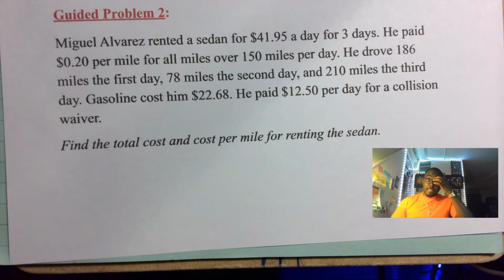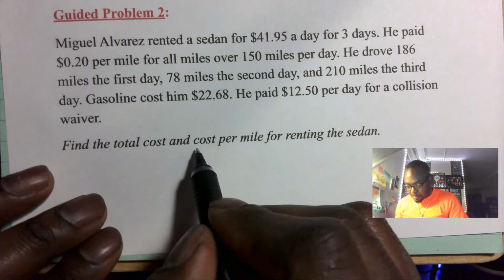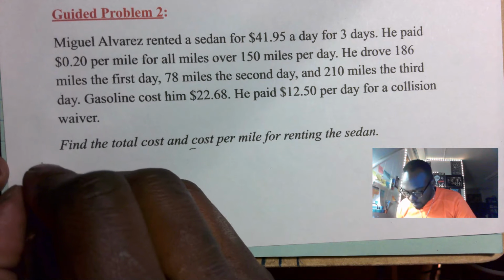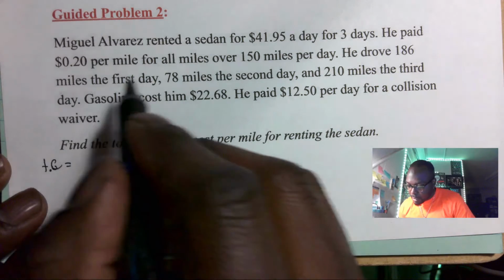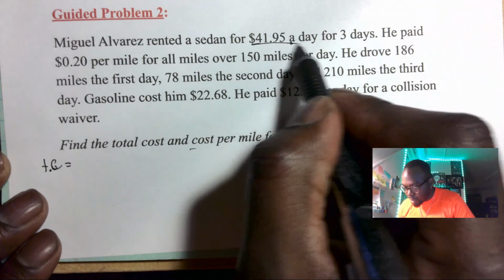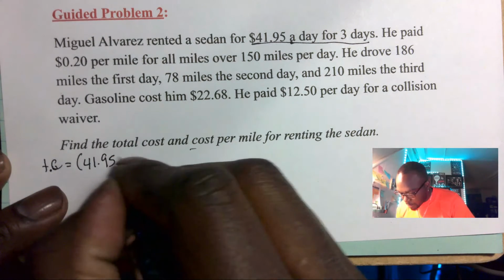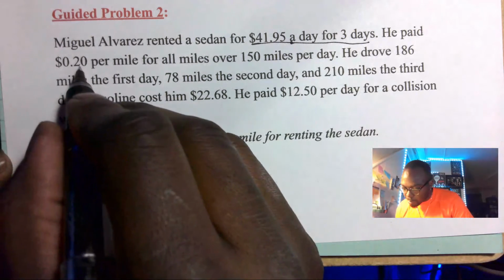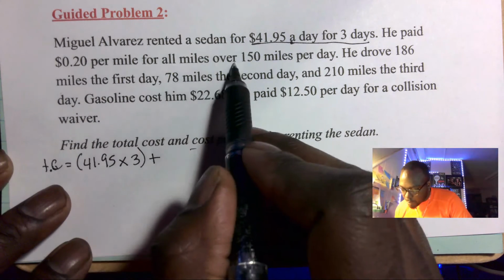But we're going to go ahead and look at a second example here. It says find the total cost and the cost per mile. So the first thing we have to figure out is the total cost. Total cost is equal to, here it says Miguel rents a sedan for $41.95 a day for 3 days. So the first thing is 41.95 times 3, plus he paid 20 cents per mile for all miles over 150.